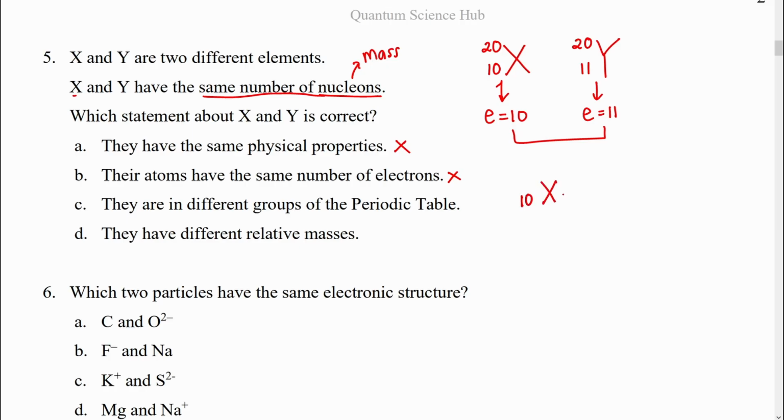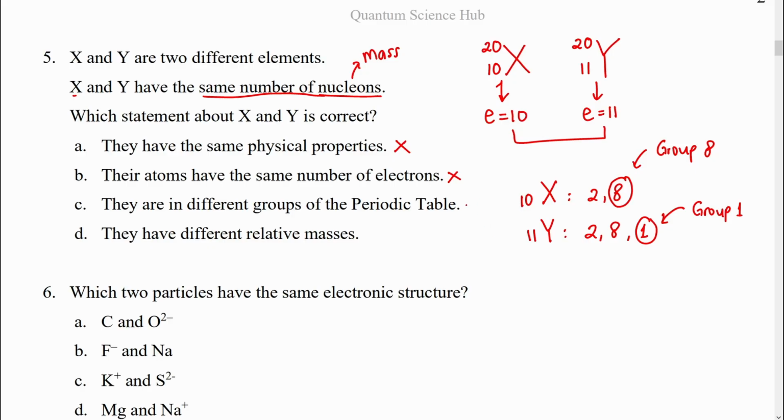Next, they are in different groups of the periodic table. If we configure the electronic structure of element X, it's going to be 2, 8. So the valence electron is 8, which means it is in group 8. And element Y has 11 protons, so the electronic configuration is 2, 8, 1. So the valence electron is 1, then it is in group 1. So they are in different groups of the periodic table.